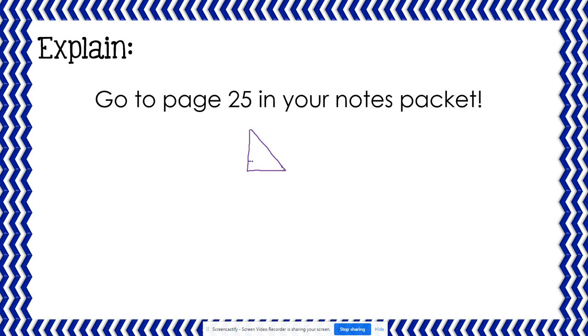In a right triangle, we know that it is a right triangle because one of the angles is a 90-degree angle. The sides of right triangles have specific names. The two sides that are adjacent to the right angle are called legs. Your legs are your two shortest sides of your triangle, and they are adjacent to the right angle.